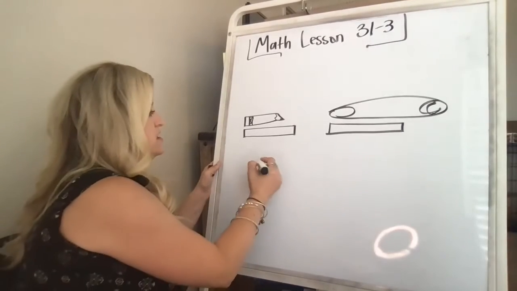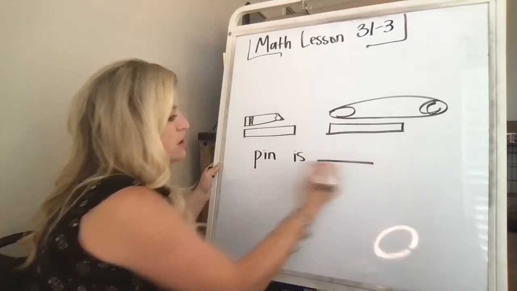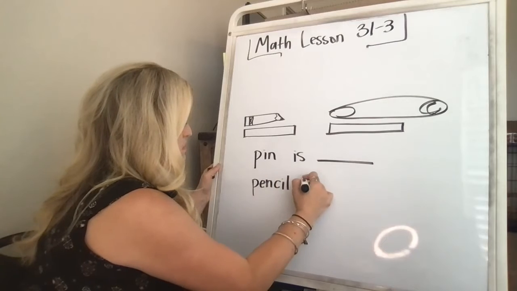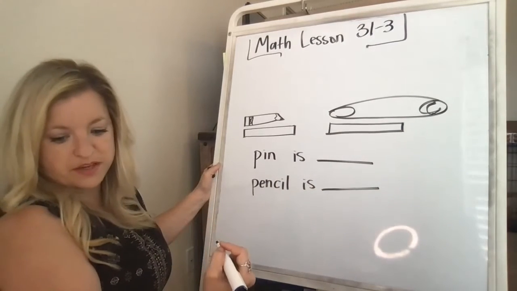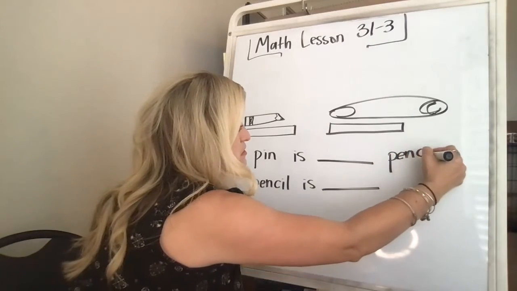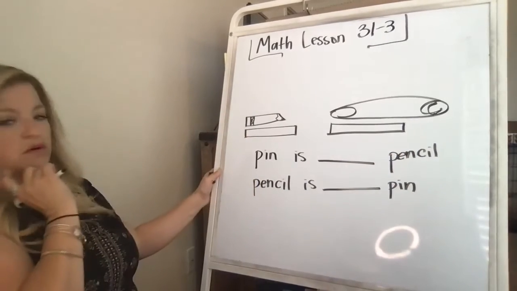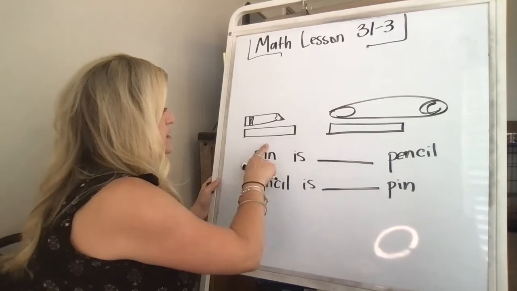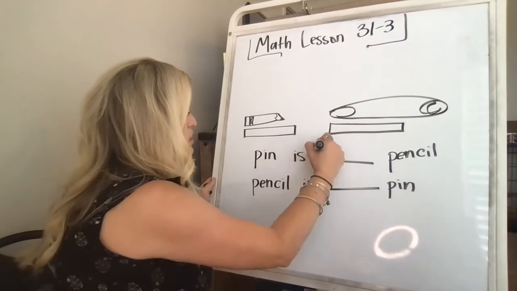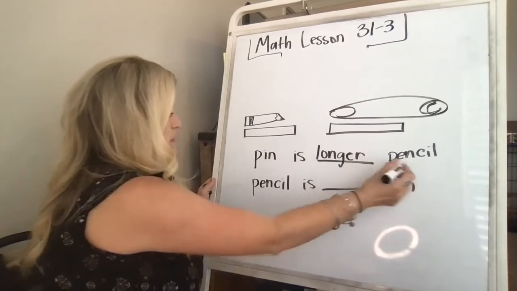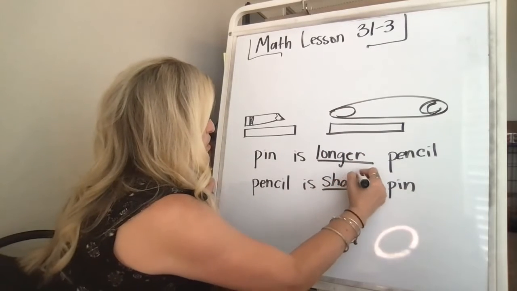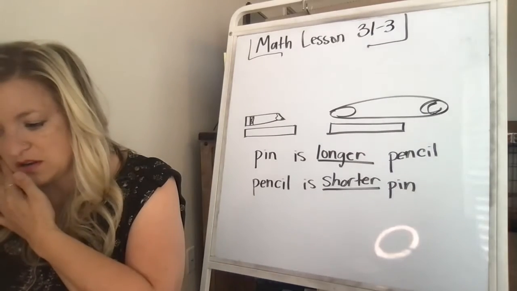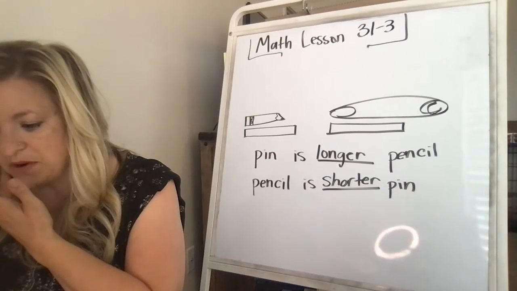It says is the pin longer or shorter than the pencil? And the pencil is longer or shorter than the pin. So then the pencil and the pin. So the pin is, in fact, let's see, this is the pin. They're using this paper as a measuring tool. So the pin is longer than the pencil. The pencil is shorter than the pin. Number 4, compare each object to the paper. Fill in the blanks.